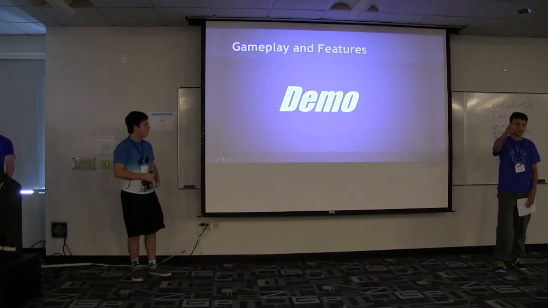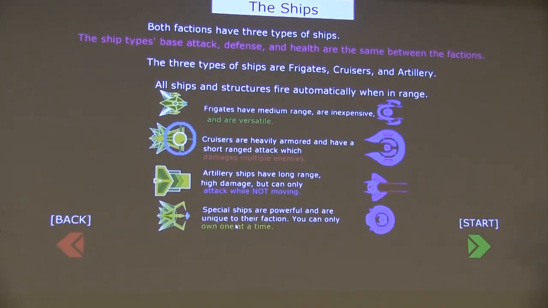Alright, we're going to hop right into the demo. Here we go. So yes, these are the ships that I was just telling you about. On the left side, you see the yellow Nebula, and on the right side, you see the blue Void. All right, next.